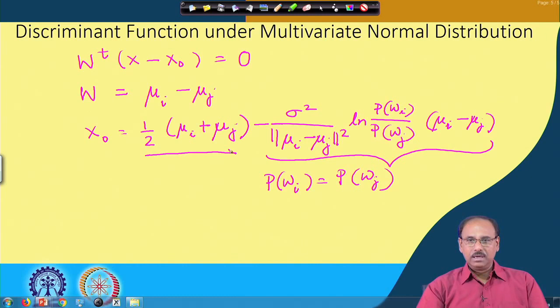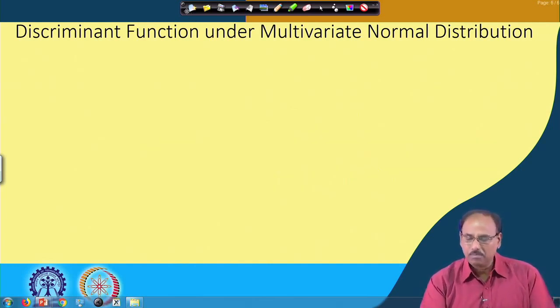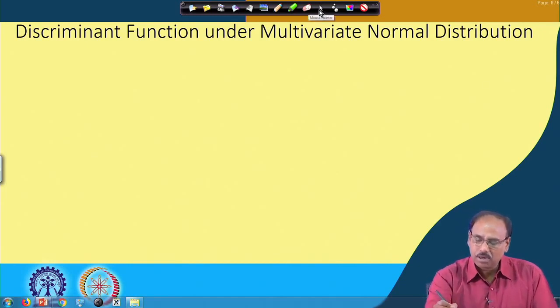Similarly, if p of omega j is greater than p of omega i, in that case x naught will be shifted towards mu i, indicating that more space will be allocated to class omega j, in which case your decision will be biased in favor of class omega j. So, now let us try to see an example of how this really works.